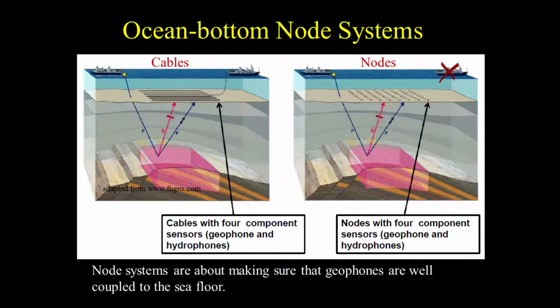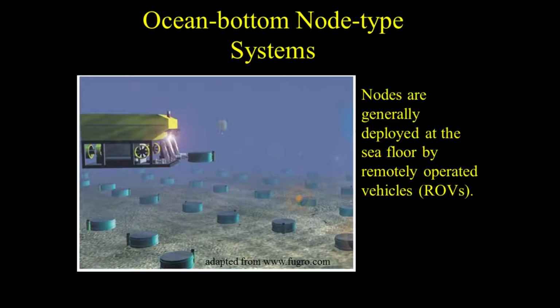An alternative ocean bottom acquisition is the node system. This figure contrasts ocean bottom experiments using either cables or nodes. In ocean bottom node type systems, sensors are housed in units which are inserted into the seafloor by remotely operated vehicles. Recording must take place locally, inside the sensor unit. Nodes generally have better coupling than cables. In addition, nodes are suited for areas with obstacles such as pipelines, anchor chains, and wellheads.